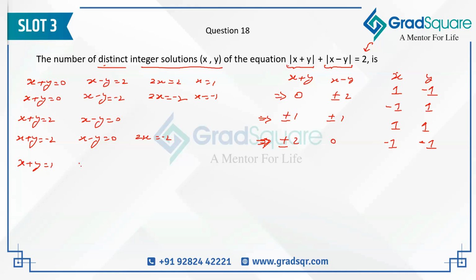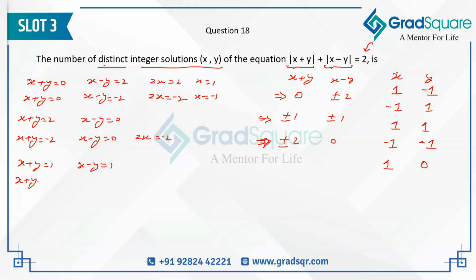So x plus y is equal to 1 and x minus y is equal to also 1. Plus 1 and plus 1 is the values that I've taken. So if you add the two equations, minus y and plus y will get cancelled out. 2x will be equal to 2, x will be equal to 1. If x is turning out to be equal to 1, y is turning out to be equal to 0. That's the first set of values.